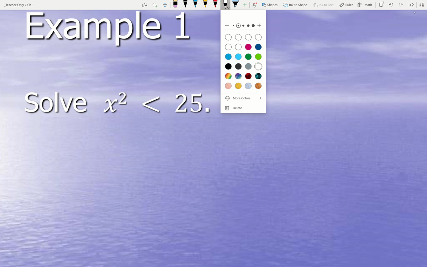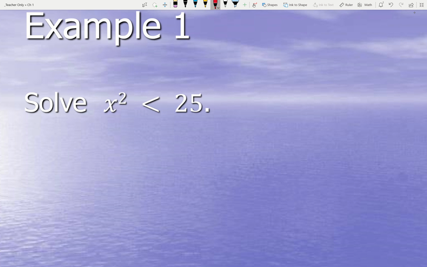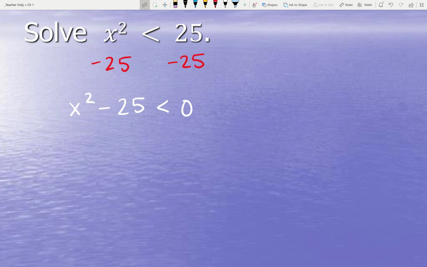Instead, what we want to do is move everything to one side of the inequality. Okay, so I'm going to do that here really quick by subtracting 25 from both sides, and that will result in 0 on the right. And we're going to write out our polynomial here. So that's going to be x squared minus 25. That's always the first step that we want to do: move everything to one side instead of trying to do operations on both sides of the inequality sign.